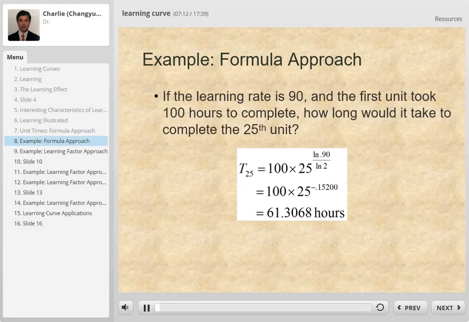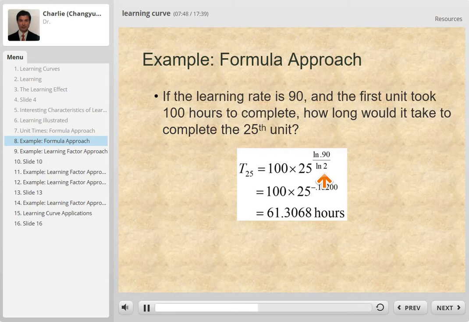For example, if the learning rate is 90% and the first unit took 100 hours, how long will it take to complete the 25th unit? So the calculation goes this way. T25, which is the time we need to finish the 25th unit, equals 100 hours, which is T1, times 25 to the power of ln 0.9 divided by ln 2, from our last formula.